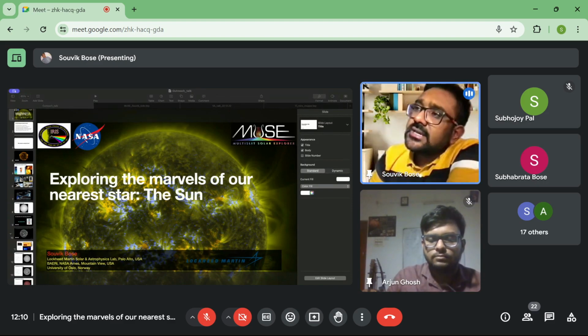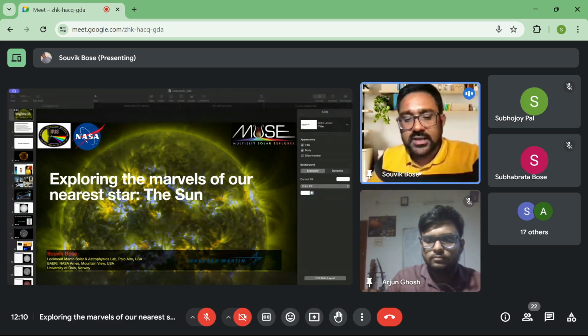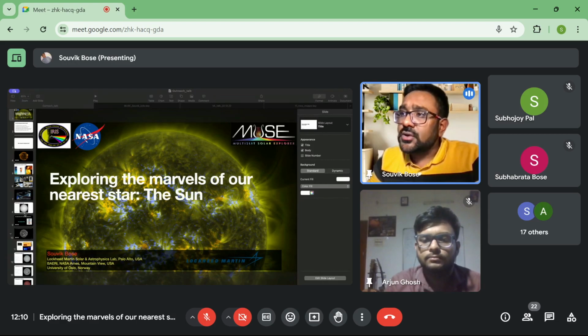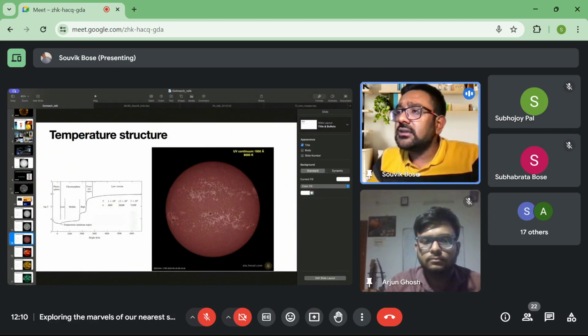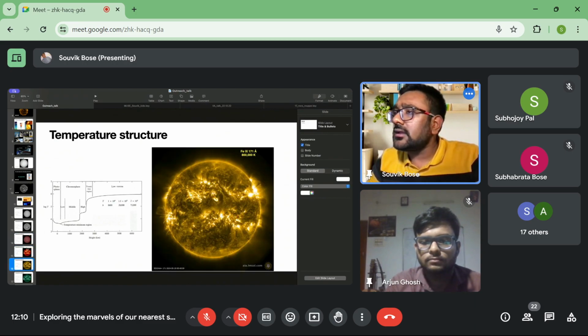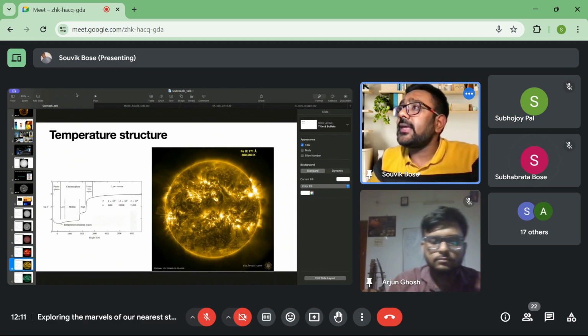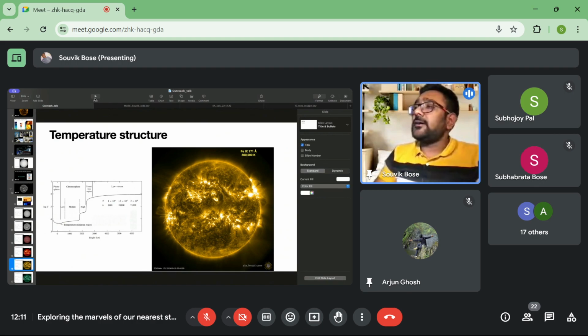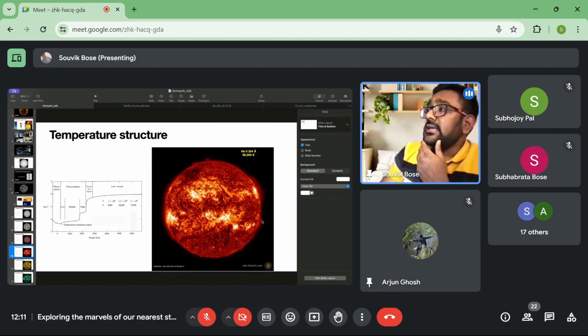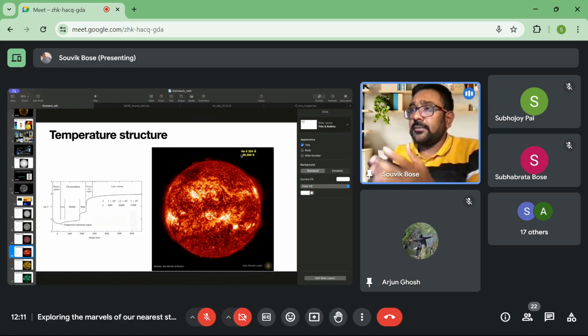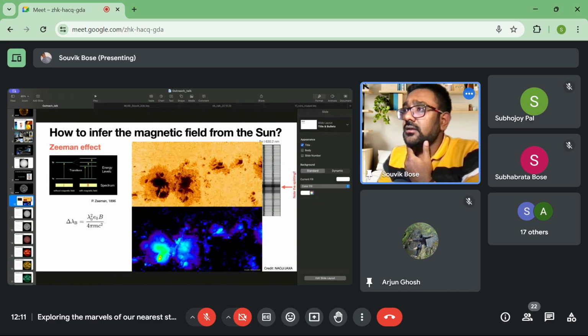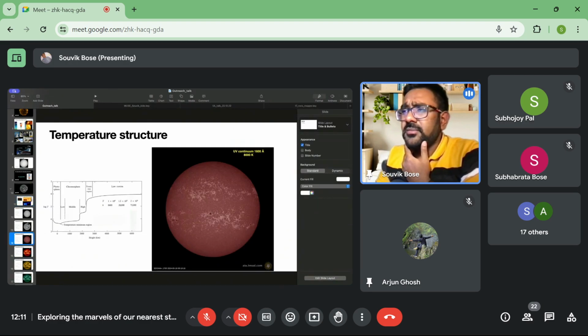Okay, so, very good question. It is not just in the chromosphere, but also in the corona. Can you see my screen? Yes, sir. Okay. So as you see, we have different elements there, because as I mentioned, for example, if I go back here, or no, maybe this is fine.